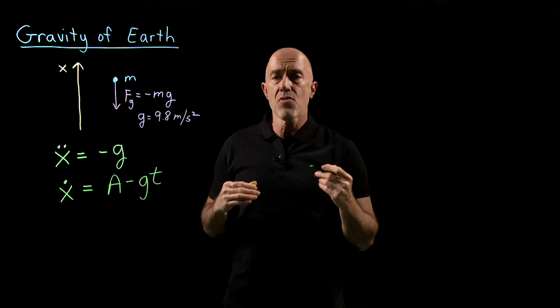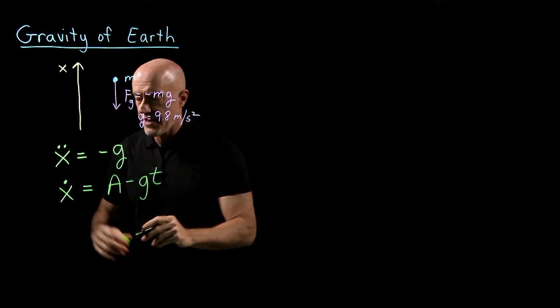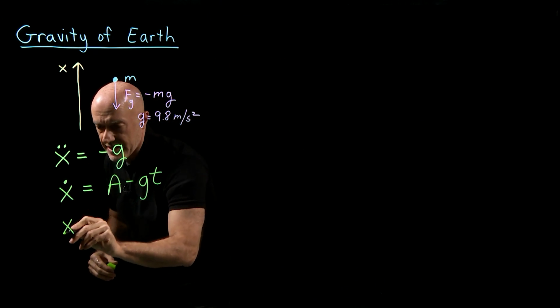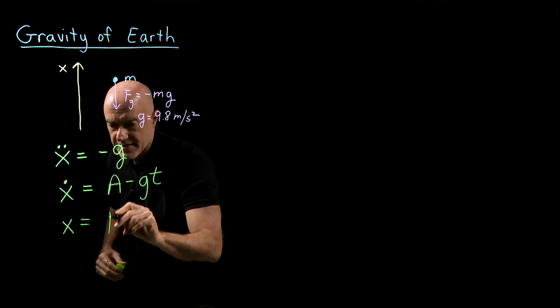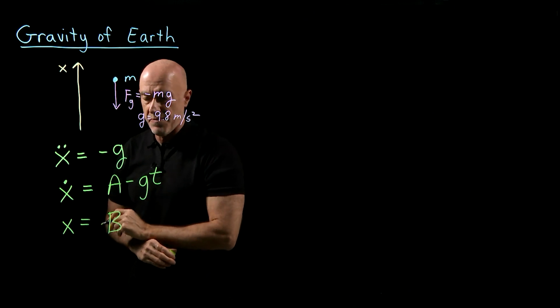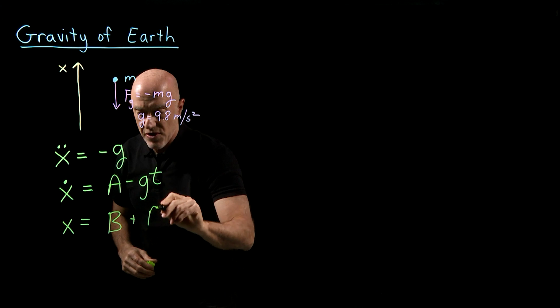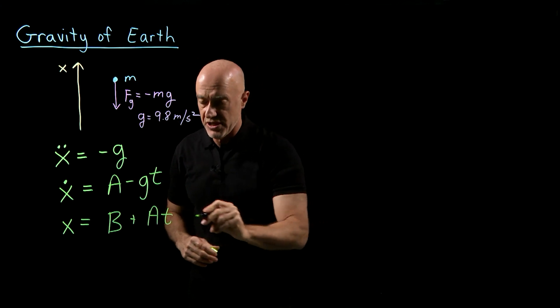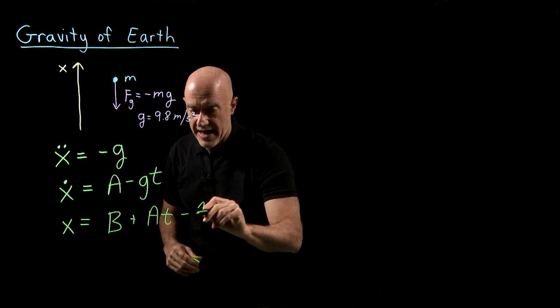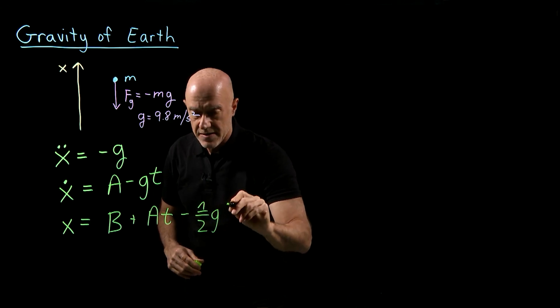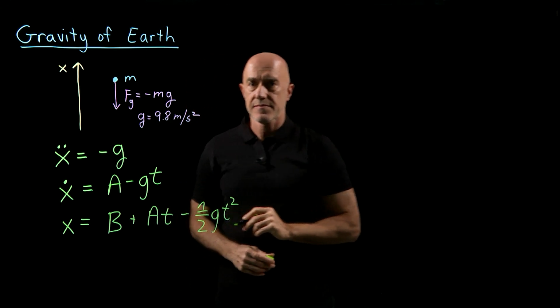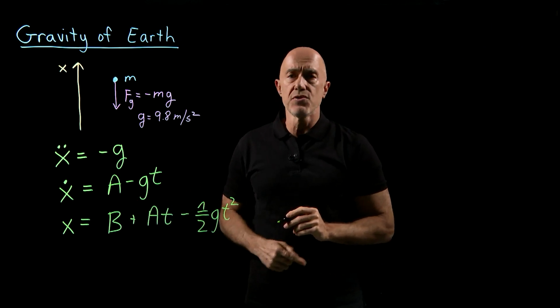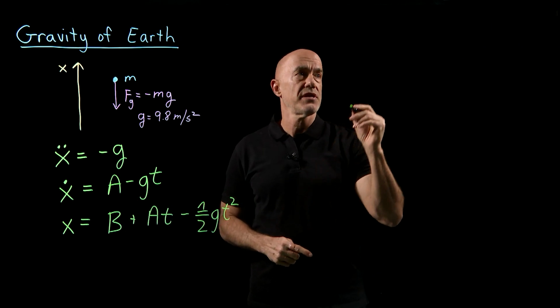We can do one more integration. So the integral of x dot is just x. We get another constant of integration. I'll call that b. Plus we integrate a, we get at. And then we integrate minus gt, we get minus 1/2 gt squared. What are these two constants of integration?